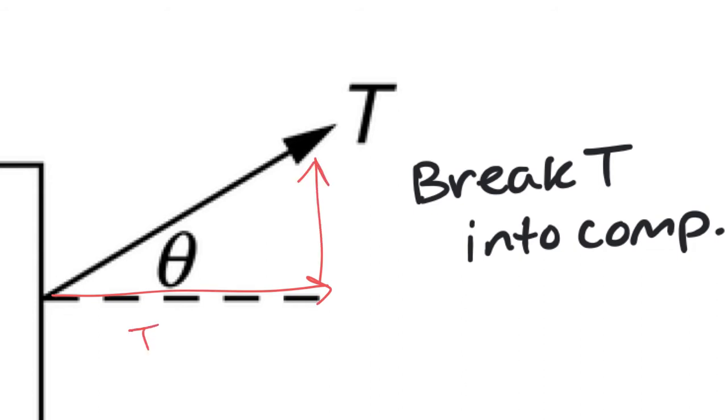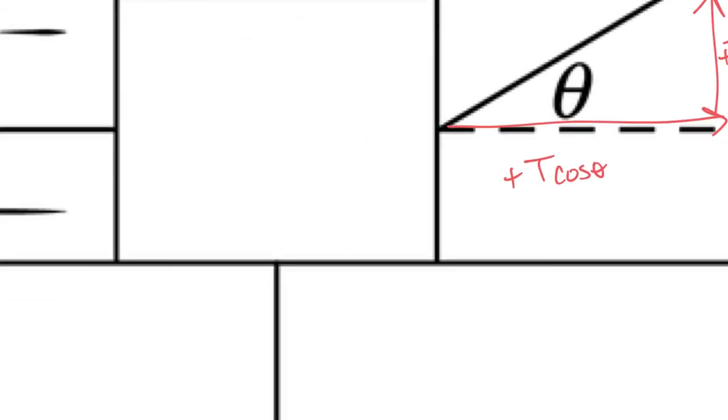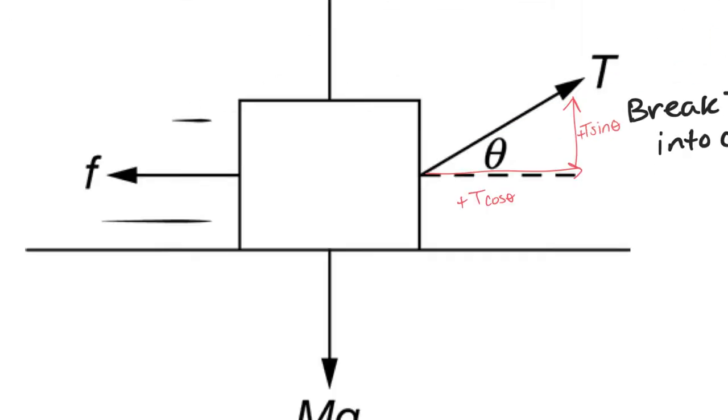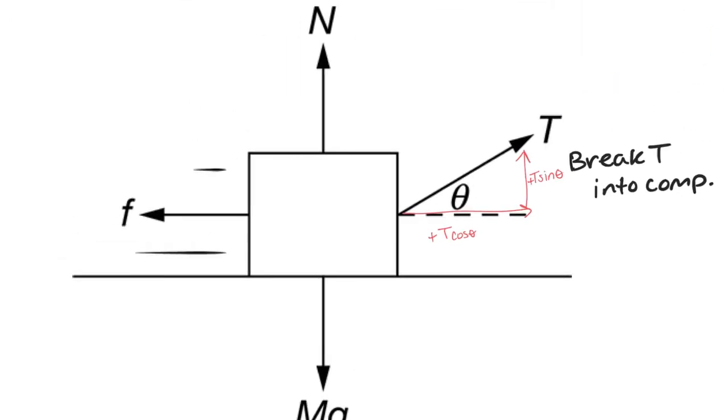The side that is adjacent to the angle is going to be T cosine theta. The side opposite is going to be T sine theta because it's opposite to the angle. We know that T cosine theta is going to be positive. T sine theta is going to be also positive. So let's go back to our whole equation. So in our whole equation, we want to see that we drew our free body diagram.